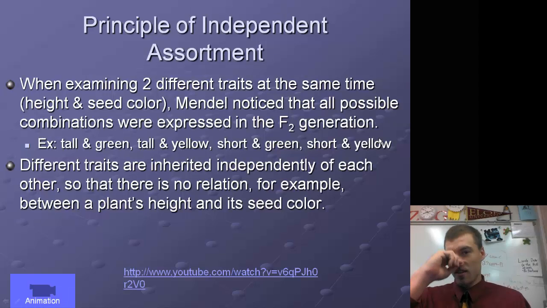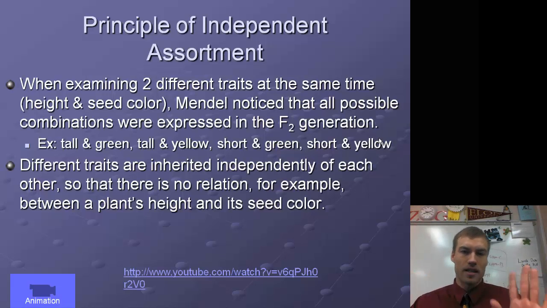So the final principle is the principle of independent assortment. So when examining two different traits at the same time, for example, height and seed color, okay, you would get all the possible combinations expressed in the F2 generation. So what that means is that individual traits are inherited independently of each other, so that there is no relation between height and seed color, right? So being tall does not make you have green seeds. You can be equally either green seed or white seed. They are not related to one another.